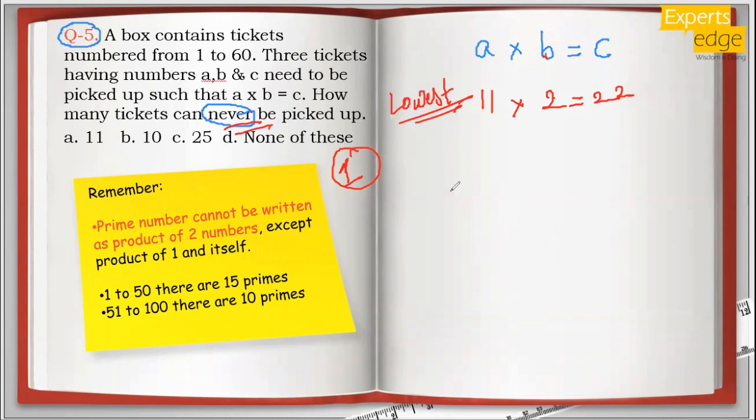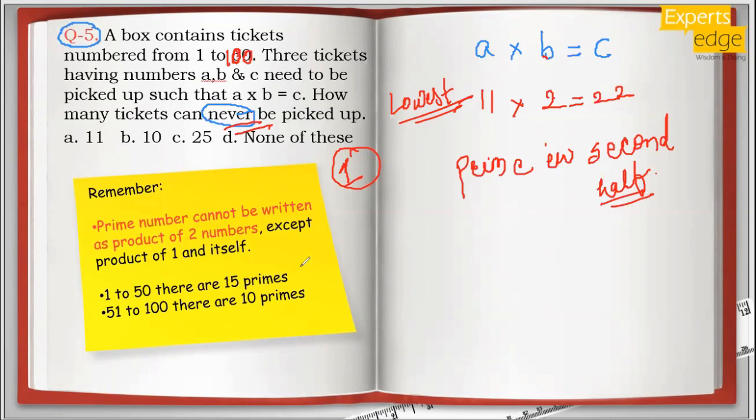So the logic in this question is the prime numbers in the second half. Prime numbers in the second half you can never pick up. Right? Try to think. Let's say the second half means it's 100. Okay, this is actually 100, not 60. So what is the second half? This is 51 to 100.